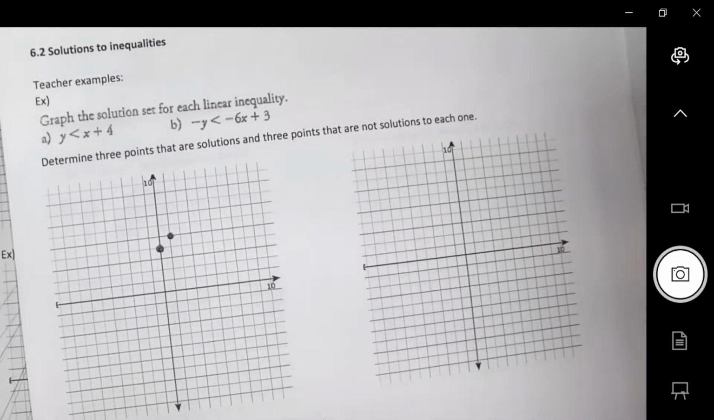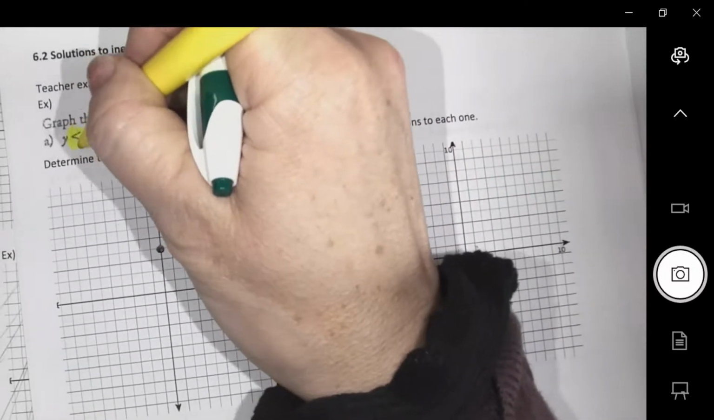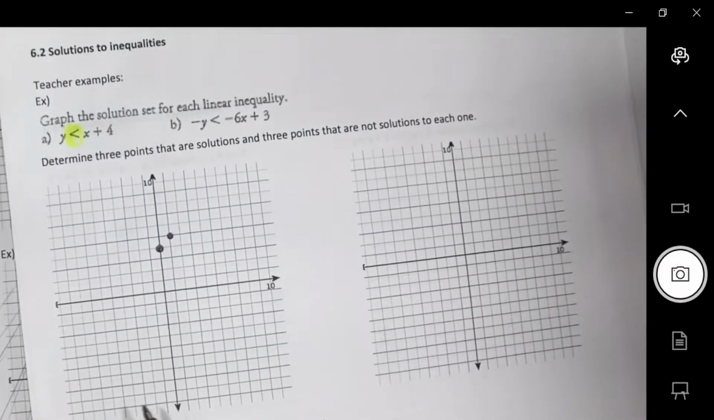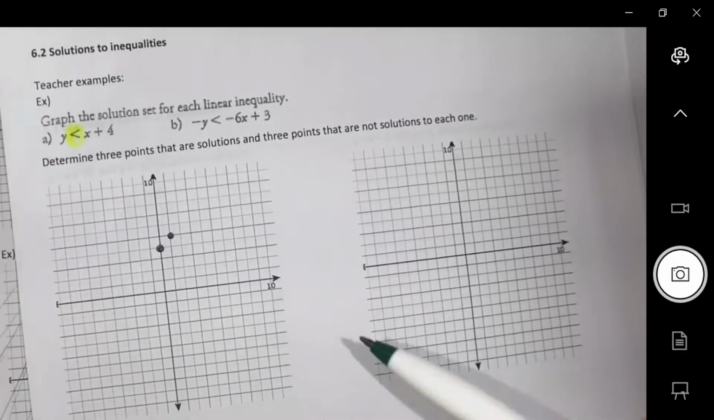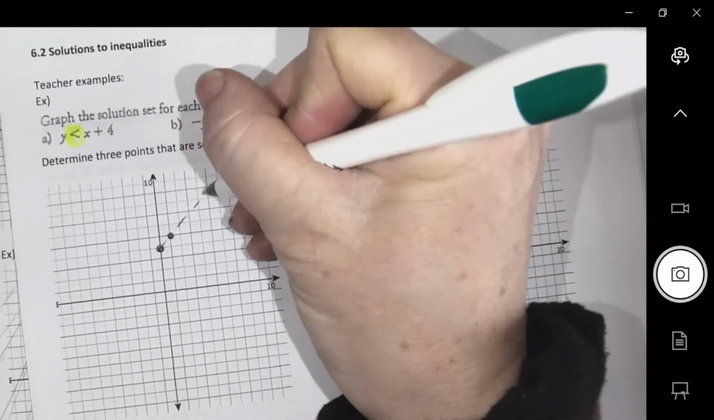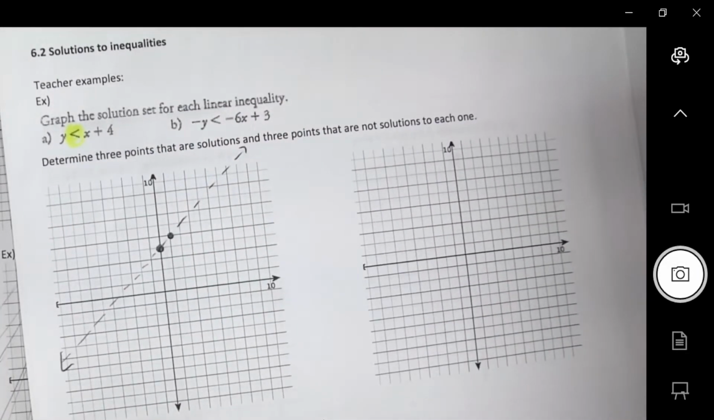Now, when I draw this line, I'm going to give you 2 options. Should we draw it as a solid line or a dashed line? Looking at this symbol, what does that mean? I'm going to go dashed. Okay, we cannot be equal to the line. We have to be less than this line, so we're going to dash that.